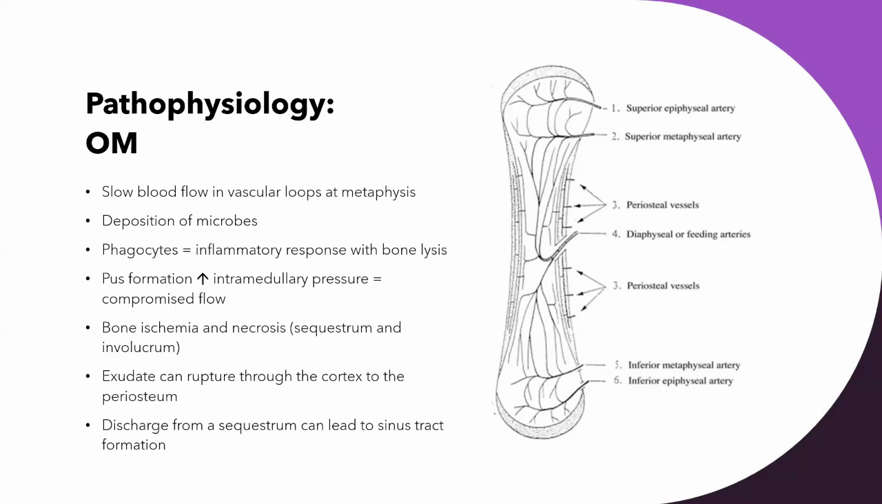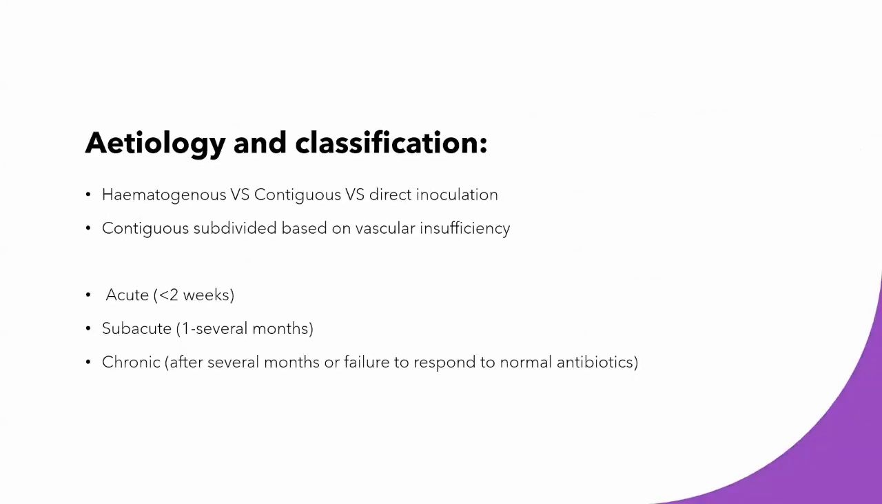And if this pus ends up rupturing through the periosteum, it might involve local structures. If it eventually reaches the skin, this then gives us the classic sinus tract. You also have to talk about it in terms of its etiology: hematogenous, contiguous, or via direct inoculation. And if you have a contiguous spread, please don't forget vascular insufficiency. They actually mention this specifically in the literature.